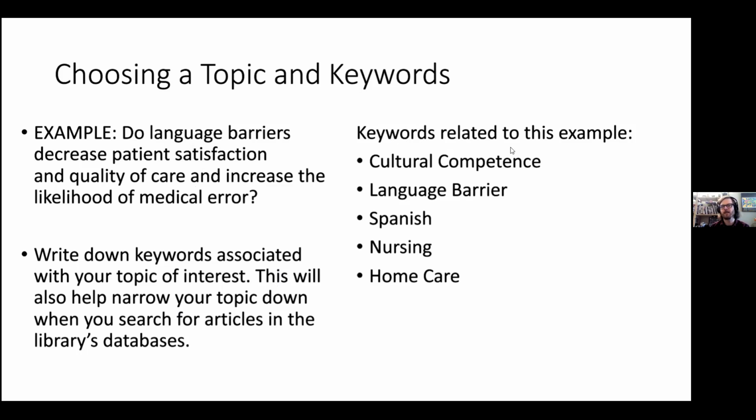So here, these are the keywords related to the topic on the left. Cultural competence is there because that's what you have to search for this assignment. Language barriers is another. Spanish is just an example of a language barrier, at least in New York City, which is mostly English speaking. Nursing, because the person in this example was part of the nursing program and specializing in nursing. And home care, because that's what they were interested in, in the home care setting. So keywords are pretty flexible. It's a lot of your own input in there too.